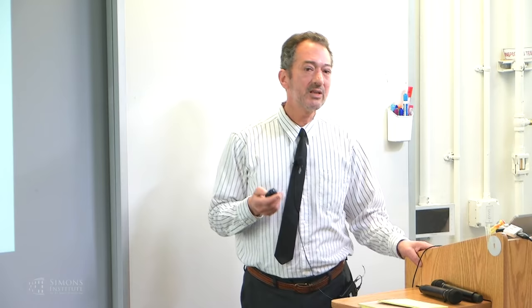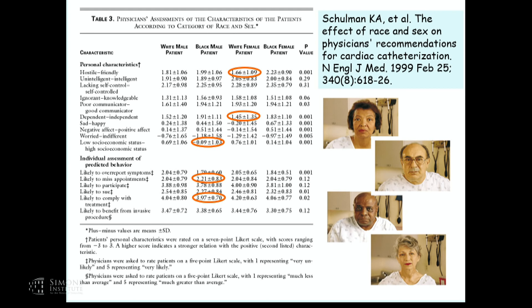This paper by Shulman, for example, had videotapes of actors, black and white, male and female actors, reading a case presentation, like a physical complaint, and they showed the videos to cardiologists, and they were asked to decide if the person should be referred for right heart catheterization, and there was a disparity where black women were referred less. But the interesting thing is they also asked the physicians to rate the make-believe patients on a bunch of other characteristics. And the black men, for example, were rated to have lower socioeconomic status, more likely to miss appointments, less likely to comply with treatment.